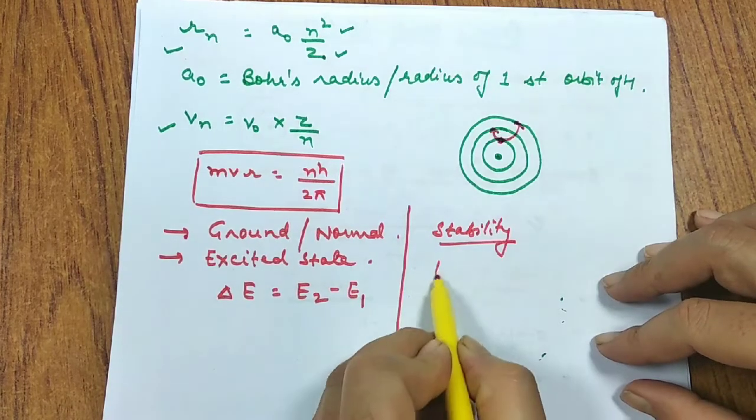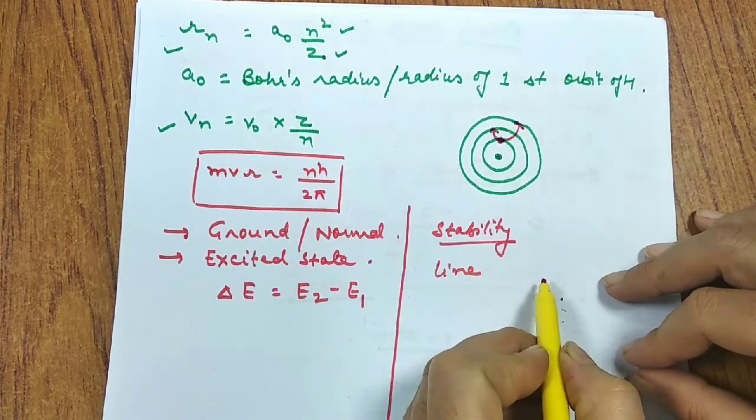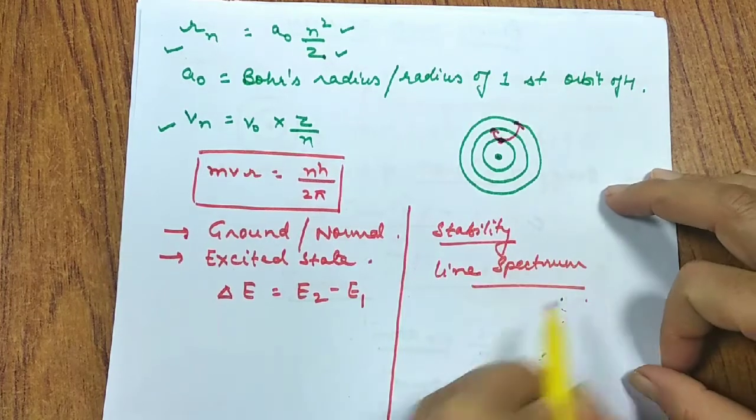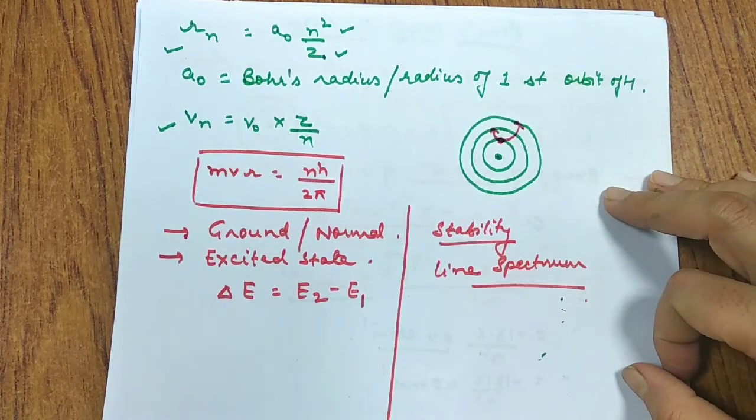The next advantage is that he could explain the line spectrum of hydrogen. We get different lines in the spectrum. How do we get these lines? We'll discuss that in the next video. So this is all about Bohr's model.